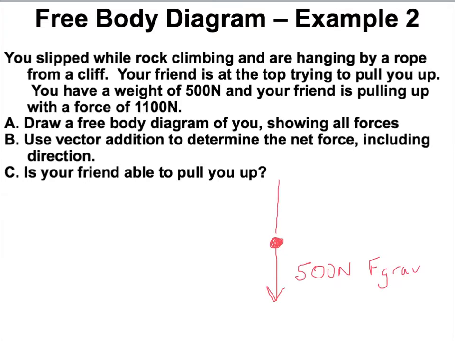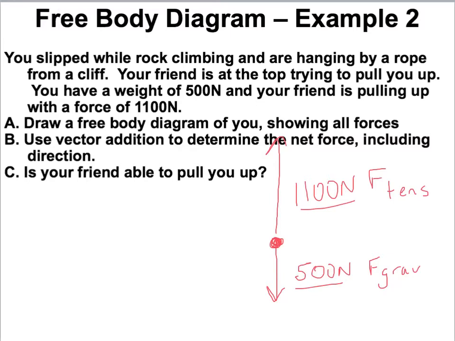And then you have a nice friend that's pulling you up by a rope with a force of 1,100 newtons. Now it might be tempting to call that an applied force, but remember, because it's a rope, I want you to think tension. So this is a tension force. And there's our free body diagram. Now to do this a lot more nicely, I should have used a ruler, and the vector should be more than double for 1100 than it is for 500.